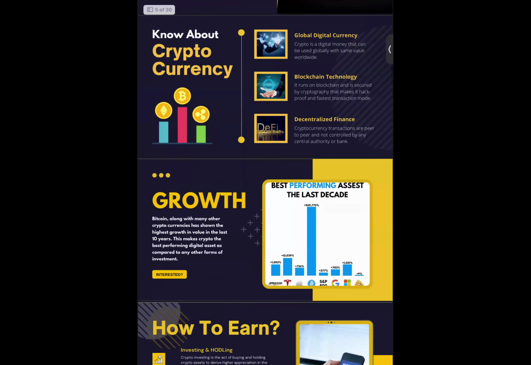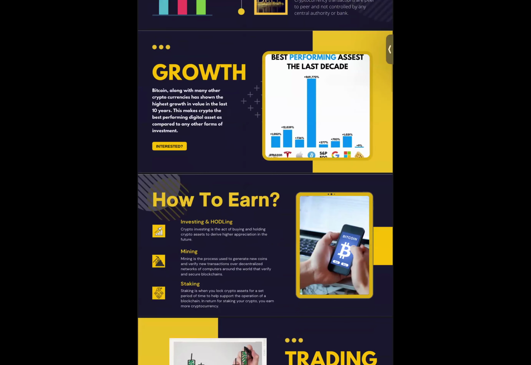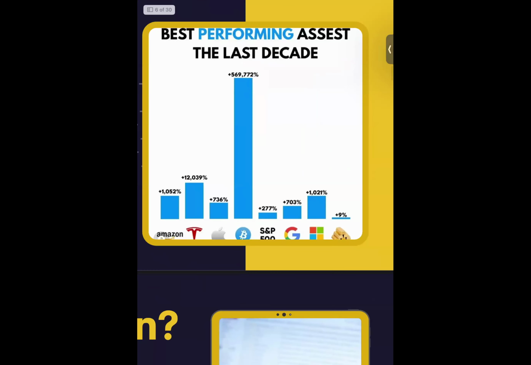Now let's look at the growth of cryptocurrency. Because if I'm educating you to take a look at crypto, at least I should give you a rundown on the growth, how it has been, right? So Bitcoin, along with many other cryptocurrencies, has shown the highest growth in value in the last 10 years. This makes crypto the best performing digital asset as compared to any other forms of investment. This is it. We have Amazon.